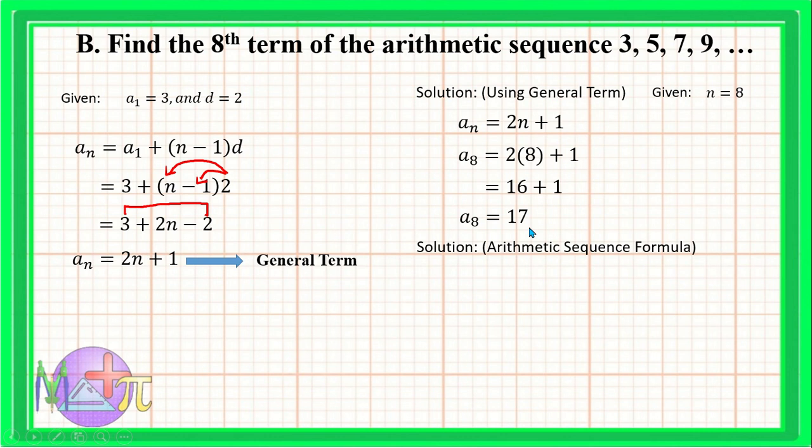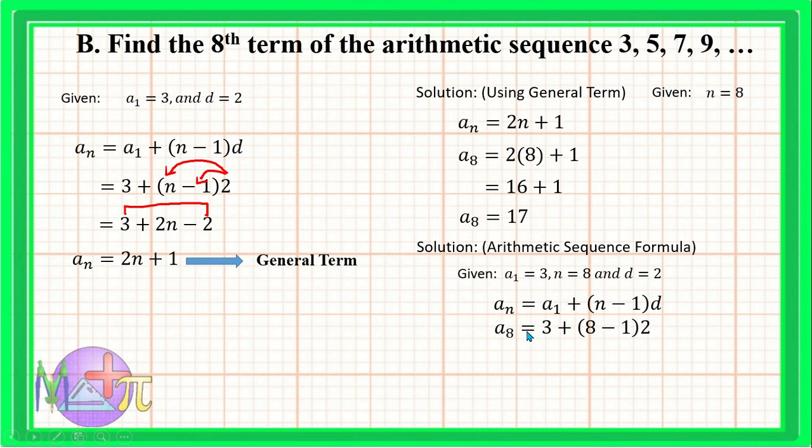Now, gamitin natin yung arithmetic sequence formula. Tingnan natin yung same result. Okay? Ayan. So again, given a sub 1 is 3, n is 8, and d is 2. Okay? Ito po yung formula. Substitution, a sub 8 equals 3 plus the quantity of 8 minus 1 times 2. That is equal to 3 plus 7 times 2, kasi 8 minus 1 is 7. 7 times 2 is 14. 3 plus 14 is equal to 17.